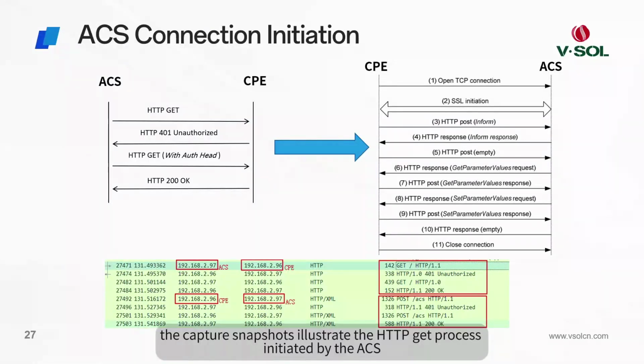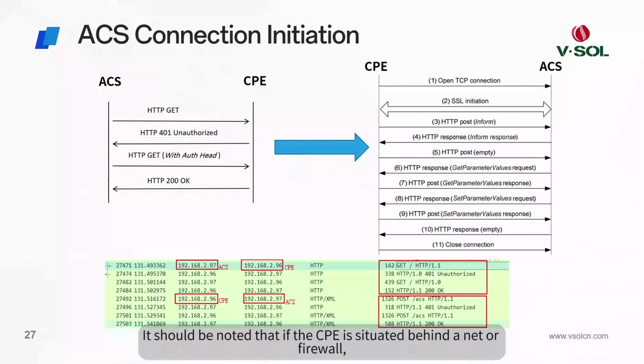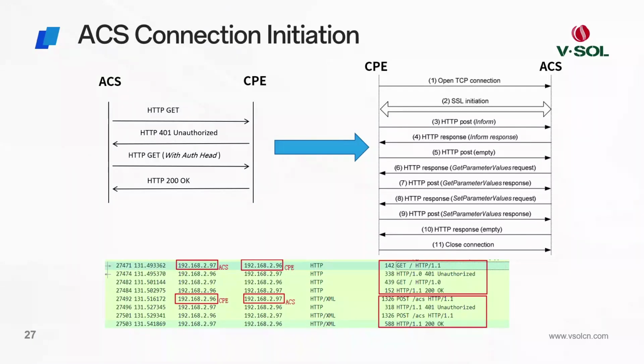The capture snapshots illustrate the HTTP GET process initiated by the ACS and the inform process of the CPE. It should be noted that if the CPE is situated behind a NAT or firewall, the ACS will encounter issues when initiating sessions, which pertains to intranet penetration.